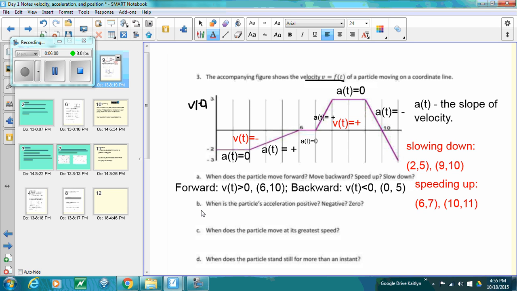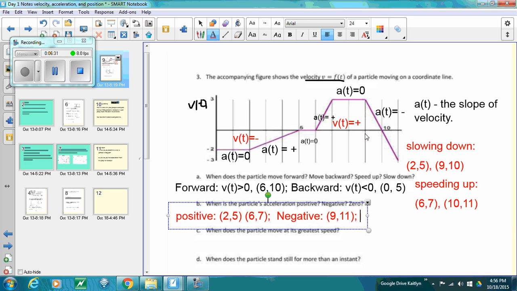Okay, part B says, when is the particle's acceleration positive? Well, we already kind of figured that out, so this should be easy to answer. So positive whenever the slope is positive, so that's from 2 to 5, and then from 6 to 7. And then it's negative whenever the slope is negative, so that is from 9 until we get to 11.